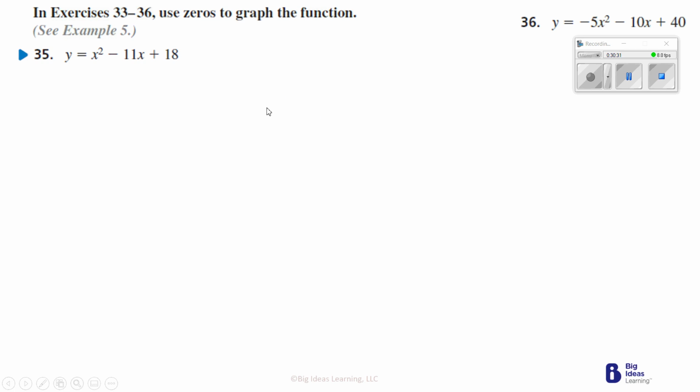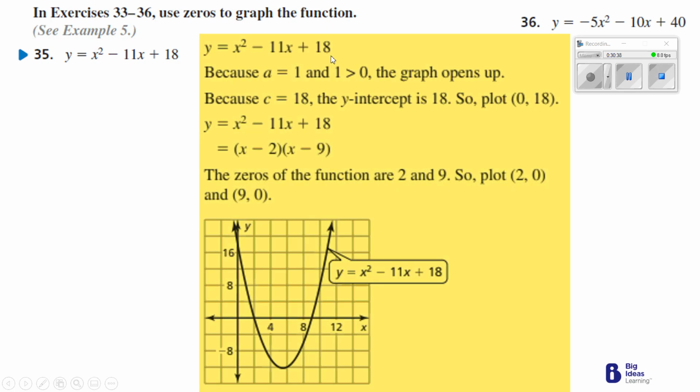Number 35. Once again, we're going to do the same thing. We're going to factor this out to get our answer. And again, I'll just show the stuff that they didn't do. They're looking for something that makes 18.